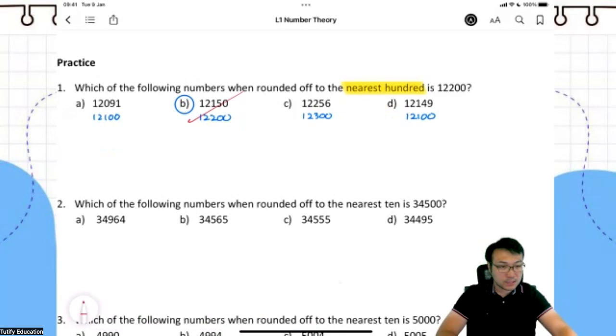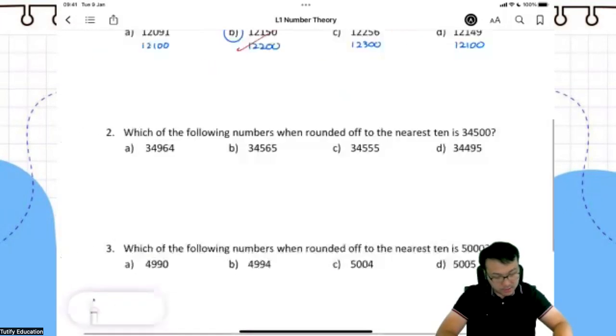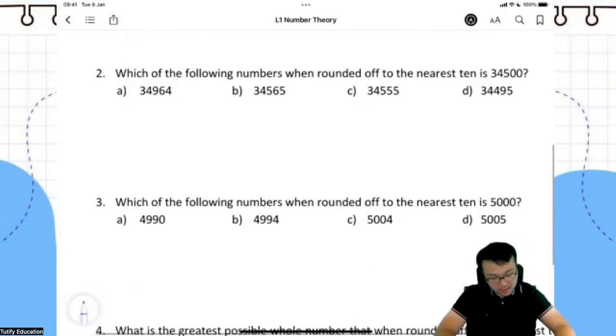So I can see that everybody has the right answer, okay? Let's just circle the correct answer. Let's just quickly go through the correct answers. For the nearest 10, you just need to look at the ones digit. If you look at the ones digit, the ones digit is a 4. So we get 3, 4, 9, 6, 0.